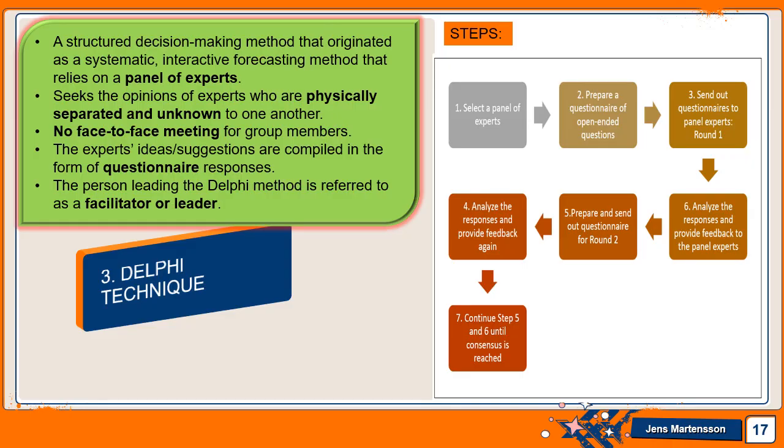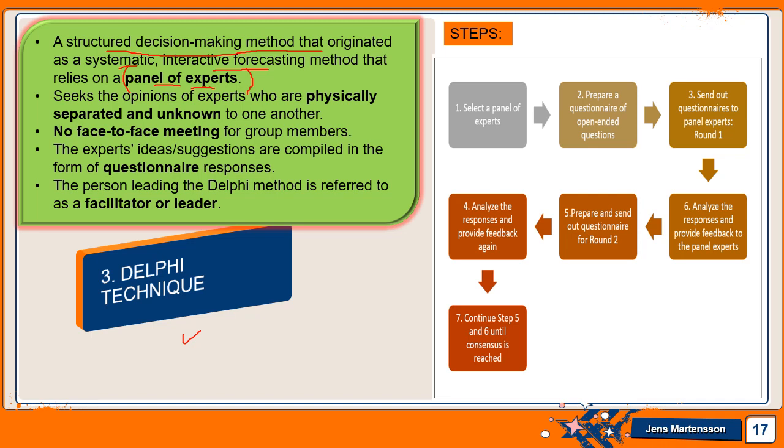And the last group decision-making technique, we call it the Delphi technique, and this is an even more unique technique. It is a structured decision-making method that originated as a systematic, interactive forecasting method that relies on a panel of experts. The one that I bolded here are the keywords for each and every technique of group decision-making. So the Delphi technique is using a panel of experts.